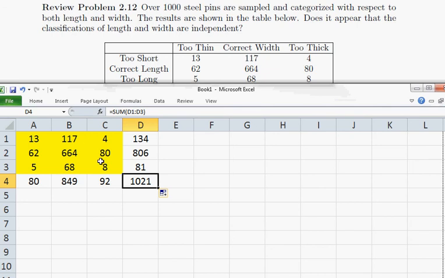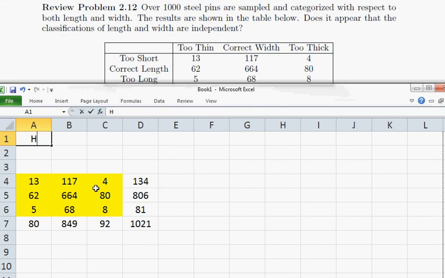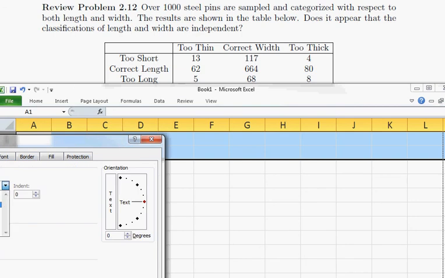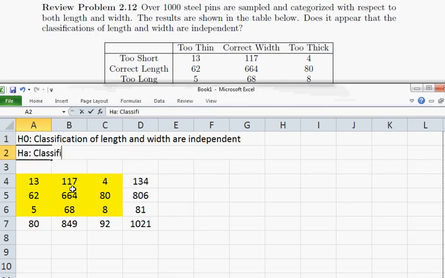So what's on the screen in the yellow are the observeds. The sums that you see are used to figure out the expecteds. So if I want to figure out the expected number under the assumption of independence, I would have this. So let me back up a step and let me type out carefully the null and alternative hypothesis. The null hypothesis for these problems will always be that the two attributes are independent. So classification of length and width are independent. And the alternative hypothesis would be, very modestly, that the classification of length and width are dependent.